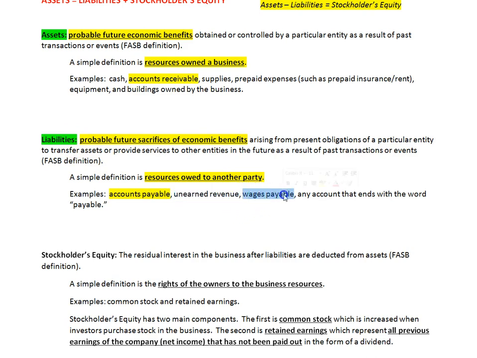Alright, wages payable. Anything that ends in payable is a liability, and that's what we say here. So we're looking for that one key word. If it says payable, it's definitely a liability. You can have things like unearned revenue that doesn't have payable in it. It's still a liability though.